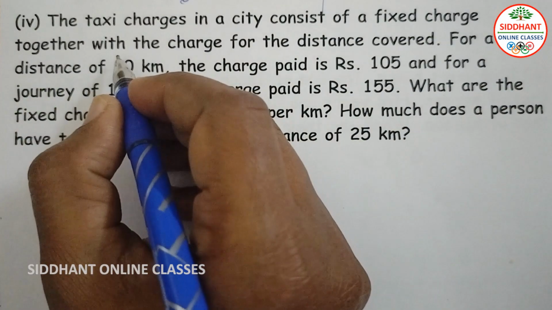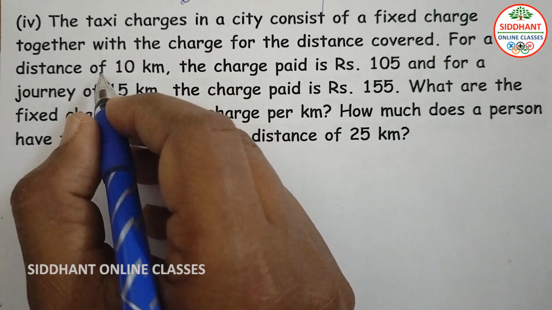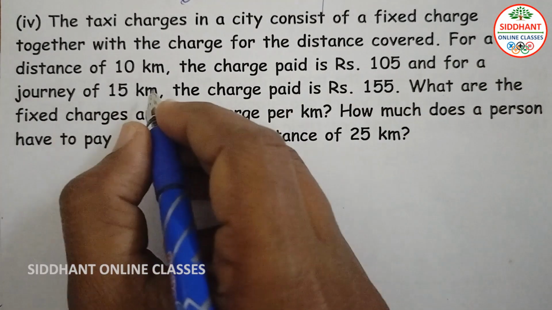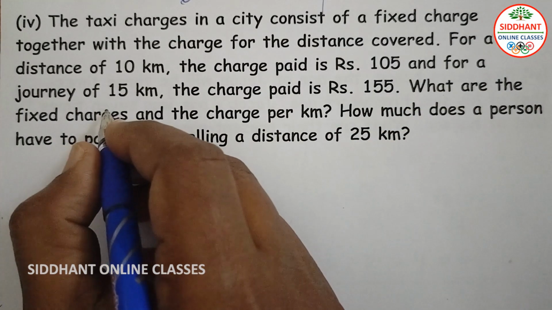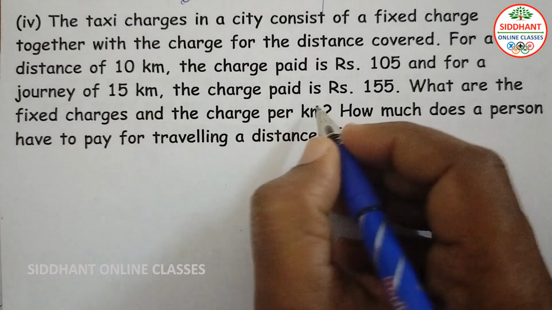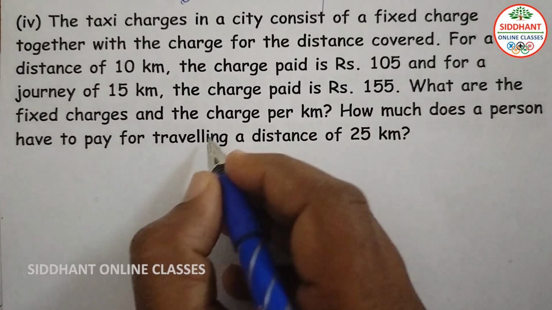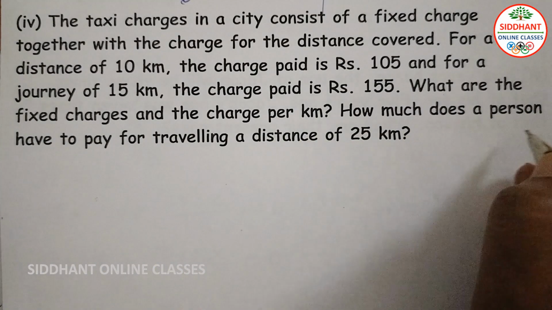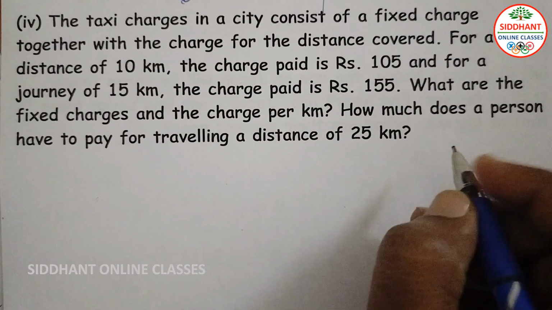Fourth question. The taxi charges in a city consist of a fixed charge together with a charge for distance covered. For a distance of 10 kilometers, the charge paid is 105. For a journey of 15 kilometers, the charge paid is 155. What are the fixed charges and the charge per kilometer? How much does a person have to pay for traveling a distance of 25 kilometers?